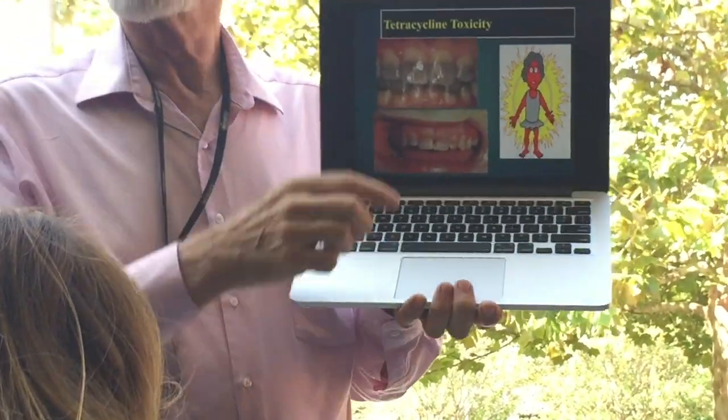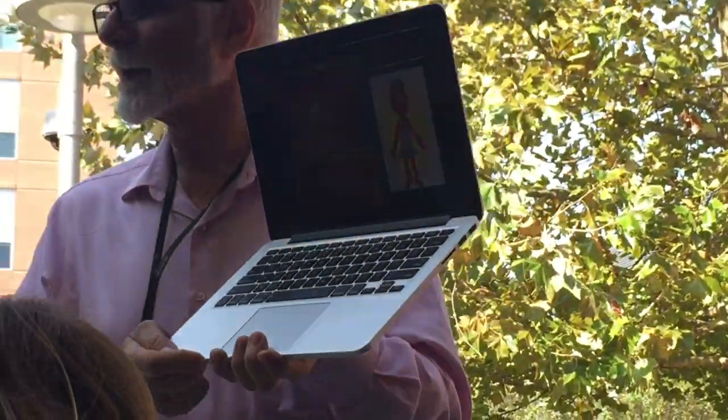And then over here, what is this one about? Well, that's don't go out in the sun. You get a really bad sunburn.